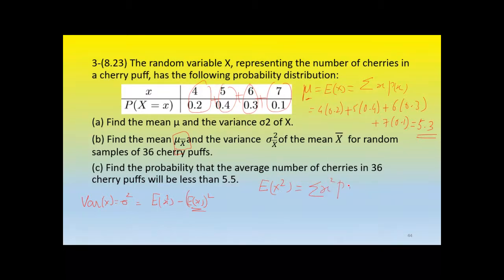summation x square p of x. This should be multiplied here. That is, square the x value, multiply with its probability, then sum them up. So this should be done for all the probabilities. So first one is 4 square is 16 times 0.2. 5 square is 25 times 0.4. 6 square is 36 times 0.3. 7 square is 49 times 0.1. When you multiply and add all these things, you will end up with 28.9. This is expectation of x square.